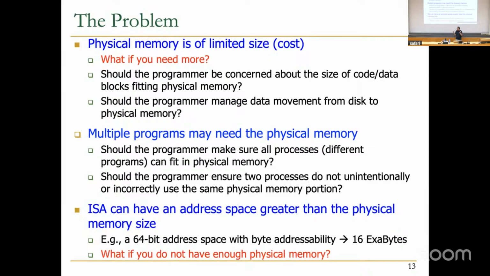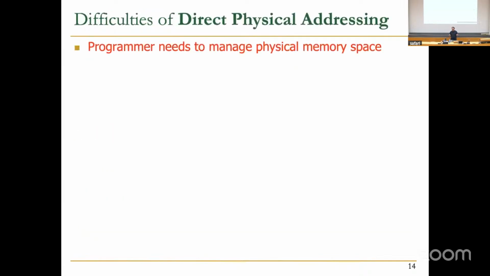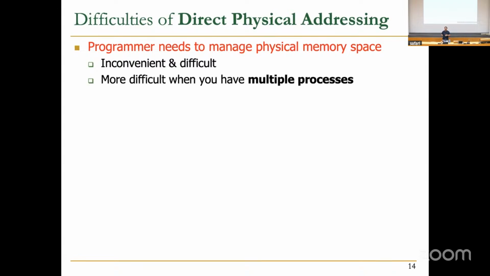So what if you do not have enough physical memory to cover up the 64-bit address space? The difficulties of direct physical addressing are the following. The programmer needs to manage the physical memory space. Again, we repeat, it's inconvenient and difficult. It's more difficult even when we have multiple processes in the system because they need to coordinate with each other. It's also very hard to support code and data relocation.